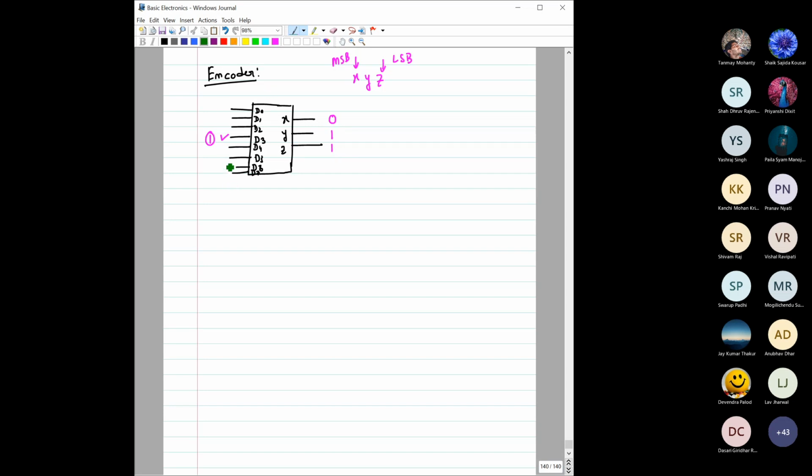In the other case, suppose you want to make D6 equal to 1. That will produce, this encoder will produce 6. That means 1, 1, 0. This is just the opposite operation of the decoder.